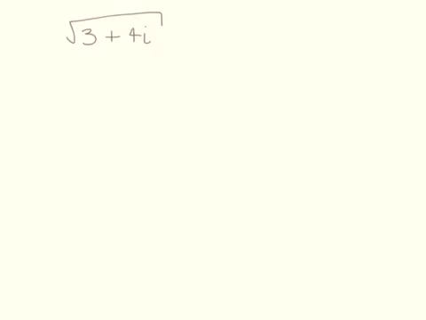Let's say I wanted to find the square root of a complex number, say, for example, the square root of 3 plus 4i. So what I'm really wanting to find is z such that z squared equals 3 plus 4i.